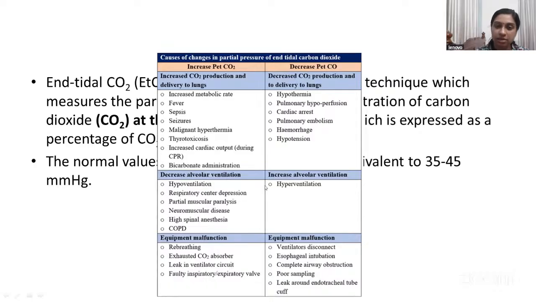And decrease can be due to decreased carbon dioxide production and delivery to the lungs, caused by hypothermia, pulmonary hypoperfusion, cardiac arrest, etc. And increased alveolar ventilation is seen as such in hypoventilation, and equipment malfunction like ventilators disconnected, esophageal intubation, complete airway obstruction. Okay, like that.